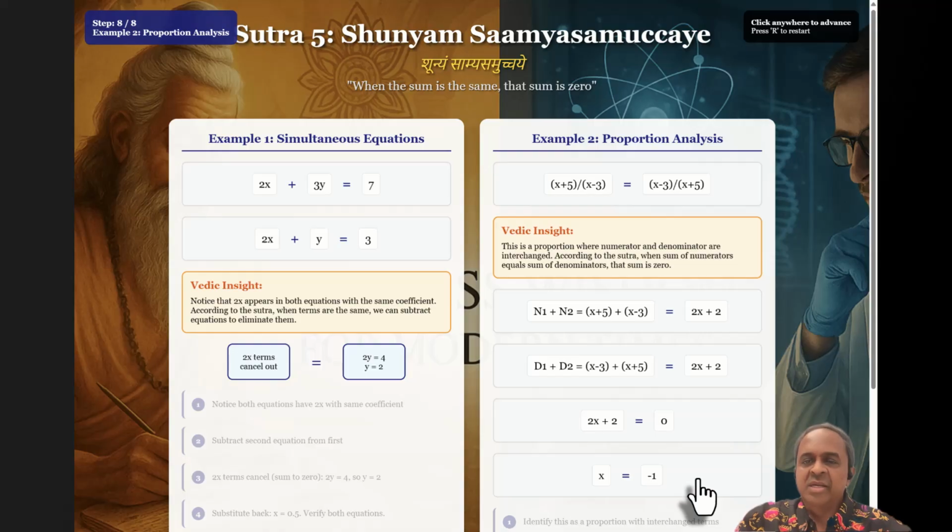numerators and denominators, as we saw in the second example, rather than resorting to cross multiplication blindly. This demonstrates the holistic mathematical thinking that characterizes Vedic mathematics. Once again, Sutra 5. How do you pronounce it? Shunyam Saamyasamuccaye.